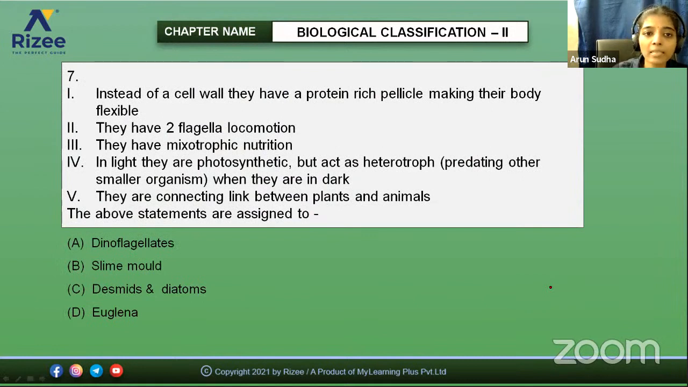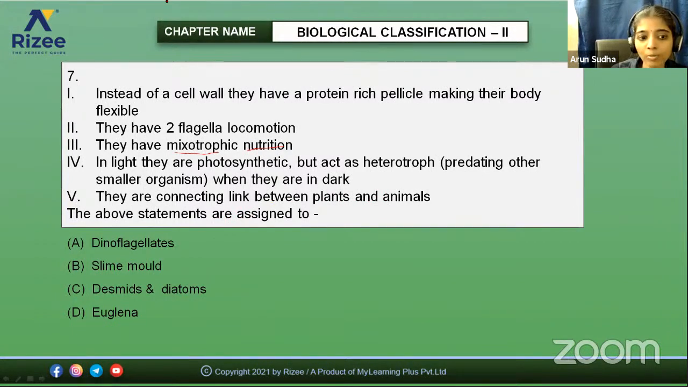Then the next is, instead of a cell wall, they have a protein-rich pellicle, making their body flexible. So there is no cell wall, but they have a pellicle. They have two flagella for locomotion, and they have mixotrophic nutrition. We saw that they act as both autotrophs and heterotrophs. In light, they are photosynthetic, but they act as heterotrophs, preying on other smaller organisms when they are in the dark. They are the connecting link between plants and animals. So the above statements are assigned to Euglena.